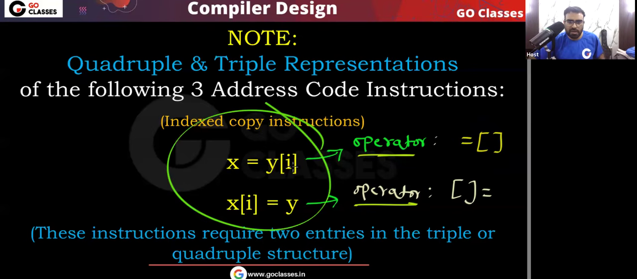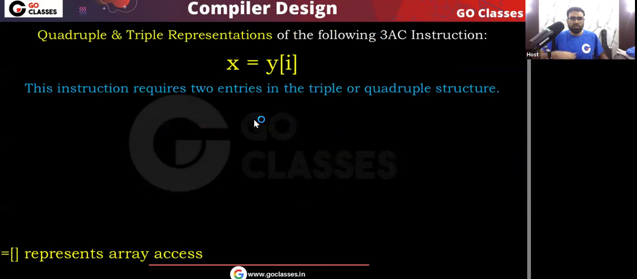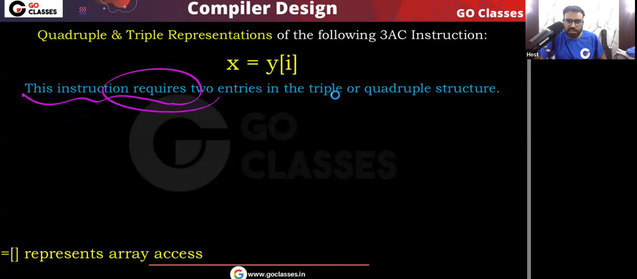Now let's see one by one what will be the quadruple and triple representation for these two instructions. First let me discuss this instruction x equal to yi. This is our indexed copy instruction. Now let's see what will be the quadruple and triple representation for this three address code instruction. Remember, this is allowed in the three address code. We have already seen that. This instruction will require two entries in the triple and quadruple representation.